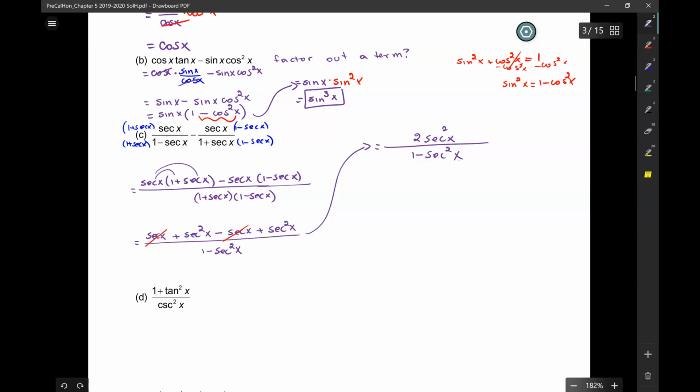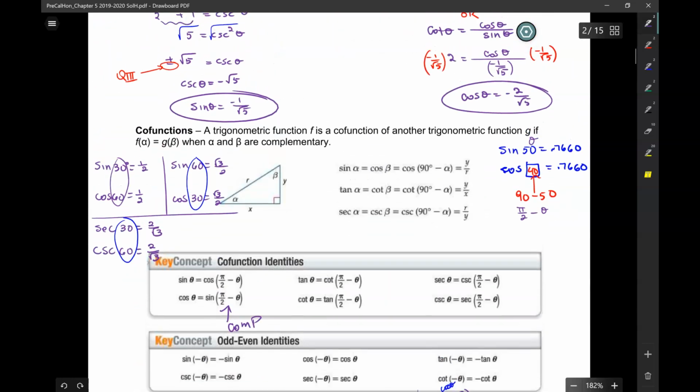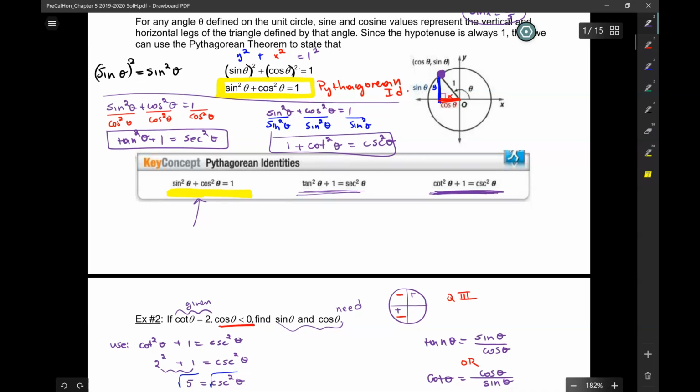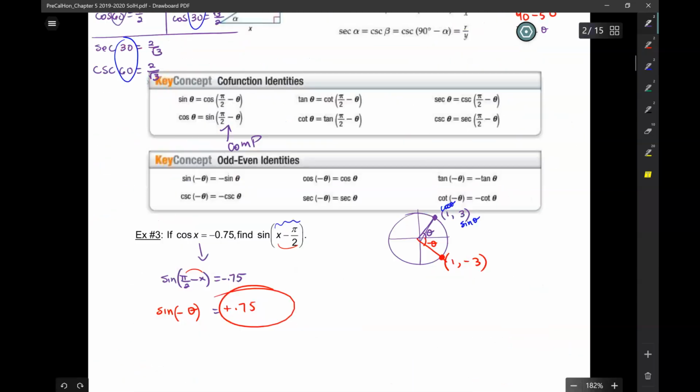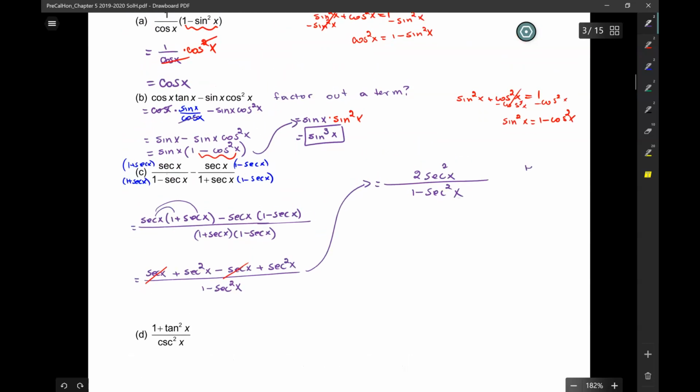Oh, yes. Now, what's 1 minus secant squared x? Is there an identity? It's gotta be. Is it negative tangent? Wait, no, wouldn't that be secant squared x minus 1? Okay, so look, very quickly, let's do this. Tangent squared theta plus 1 is equal to secant squared theta. So 1 minus secant squared equals negative tangent squared theta.